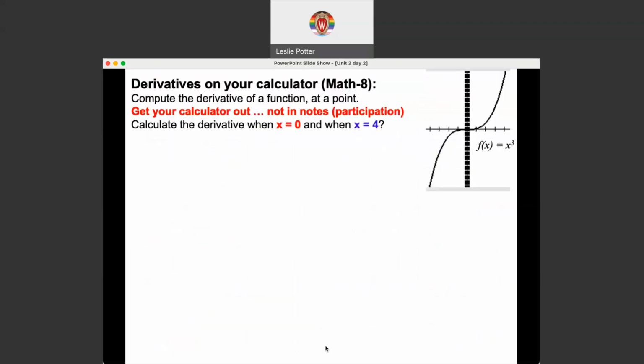Okay, so derivatives on our calculator. This is really kind of cool. We can do a derivative on a calculator. We'll actually find a numeric value. But there are some times at which it also kind of gets us in trouble. So we got to be a little smarter than our calculators. All right, so derivative on a calculator, compute the derivative of a function at a point.